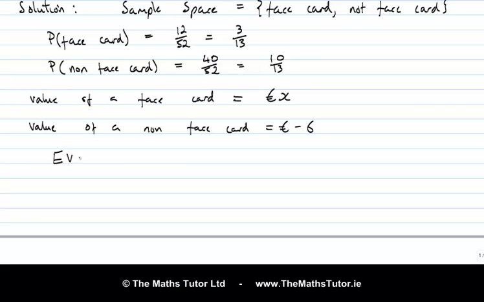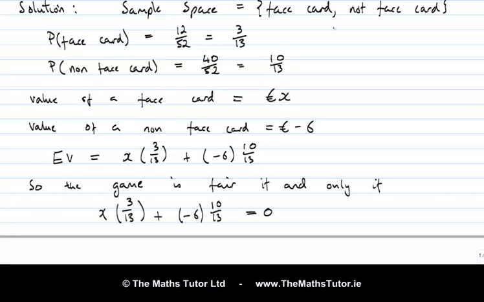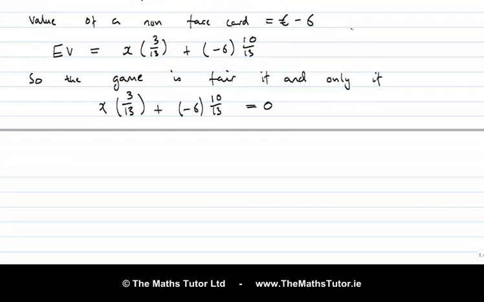So now what's the expected value? So the EV, we go through each outcome and we multiply the value by the probability. So we have X times 3 over 13 plus minus 6 times 10 over 13. And now if the game is fair, that has to be 0. So now you see we have an equation for X, and we should be able to solve this.